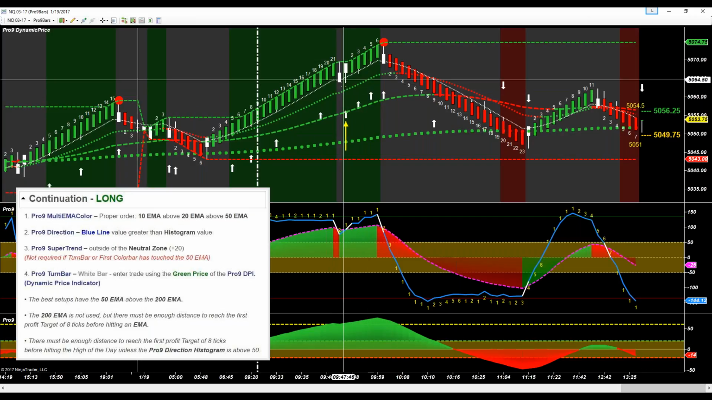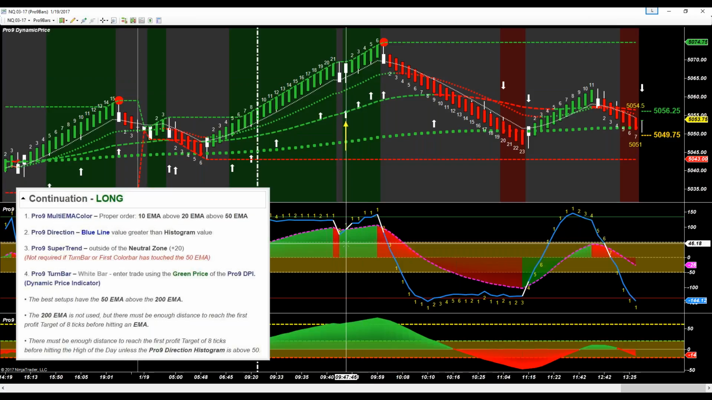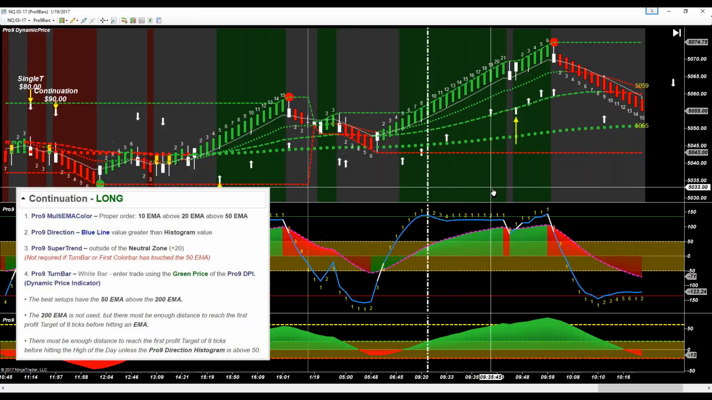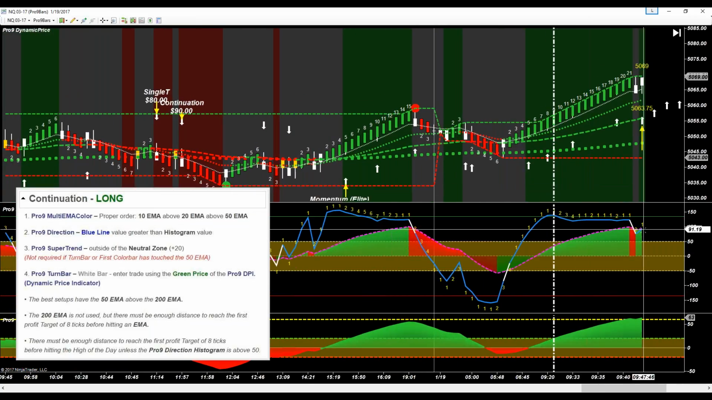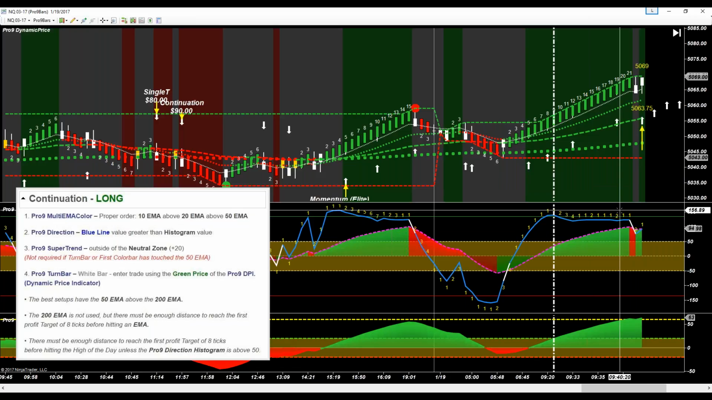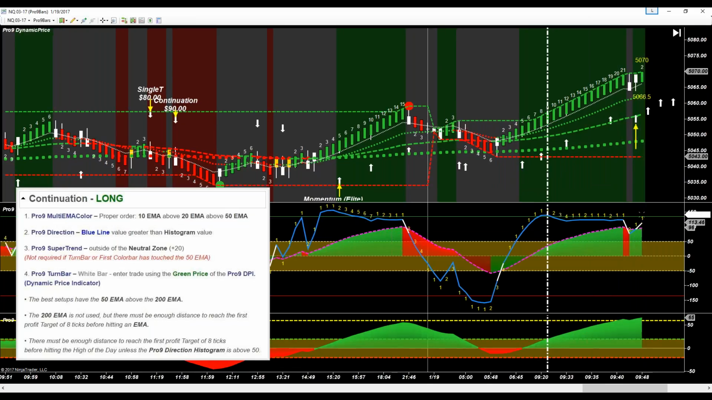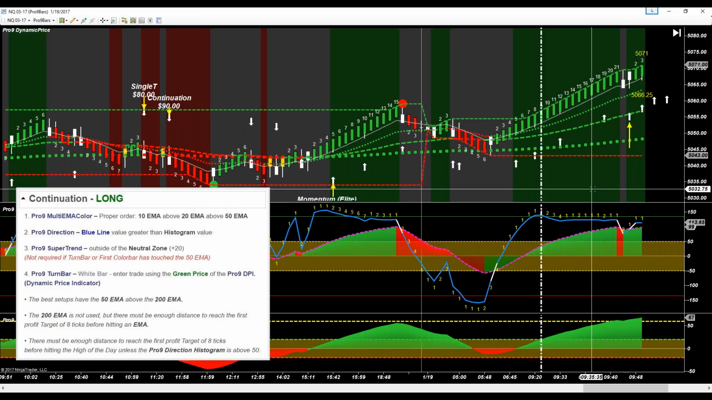Then we're looking for our white turn bar and for our blue line to be on the correct side of the histogram. So if we look at this point, we see that the blue line did not quite make it to the correct side of the histogram, right? But it did on the first color bar. So in this case, the trade confirms on the first color bar. And we could attempt a retracement to the turn bar entry price if we wanted.